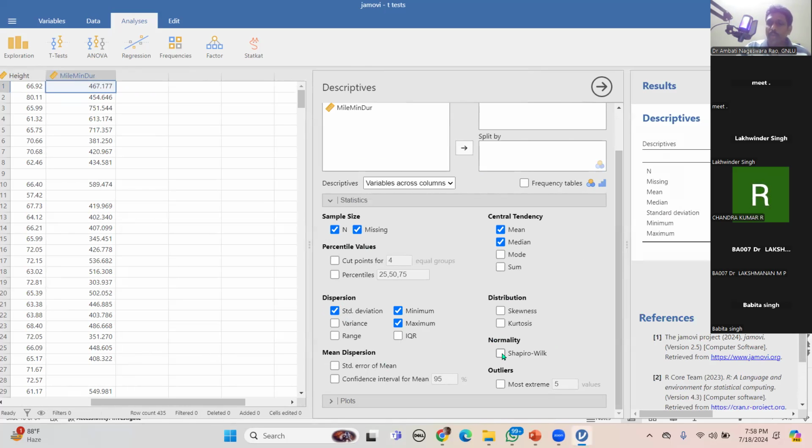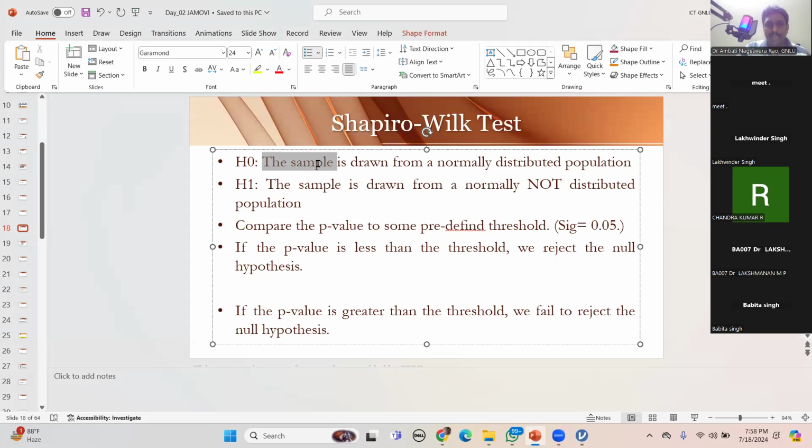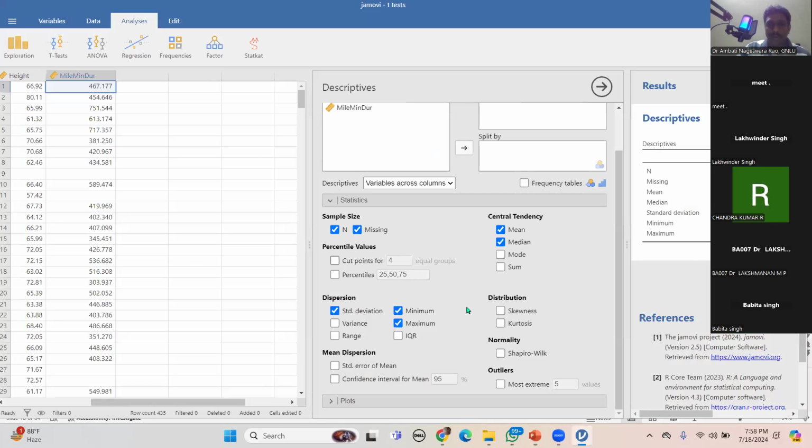There is an option called normality test. What was our hypothesis? The sample is drawn from a normally distributed population. That was our null hypothesis. So we are checking this null hypothesis with the help of the Shapiro-Wilk test. Please click on Shapiro-Wilk test.